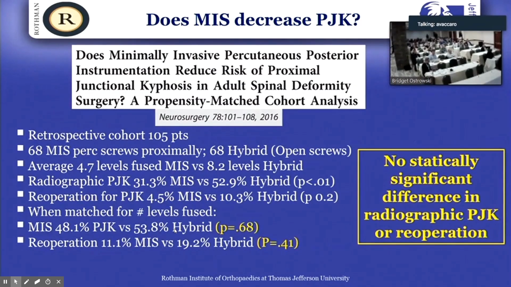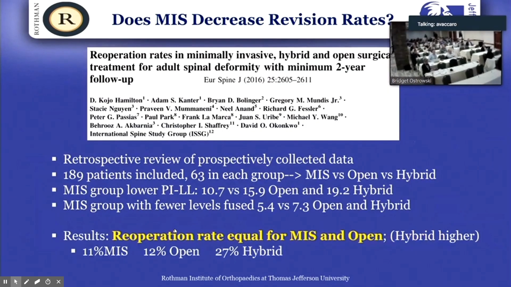Now, PJK makes the most sense for MIS surgeries. And again, a study group paper came out and said it works, it's great. But if you really look closely, and if you normalize the data, matched for levels, MIS and hybrid were exactly the same. Reoperations for MIS and hybrid, exactly the same. When you get away from, well, the cases are different, but when you compare subgroups, when you match them, there's not any difference.